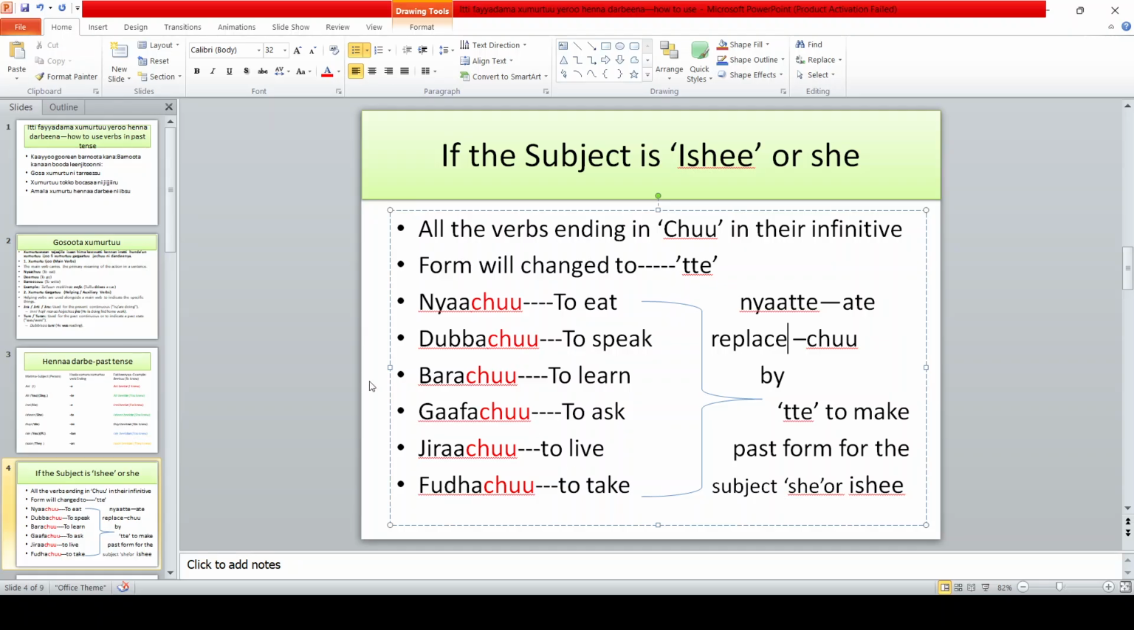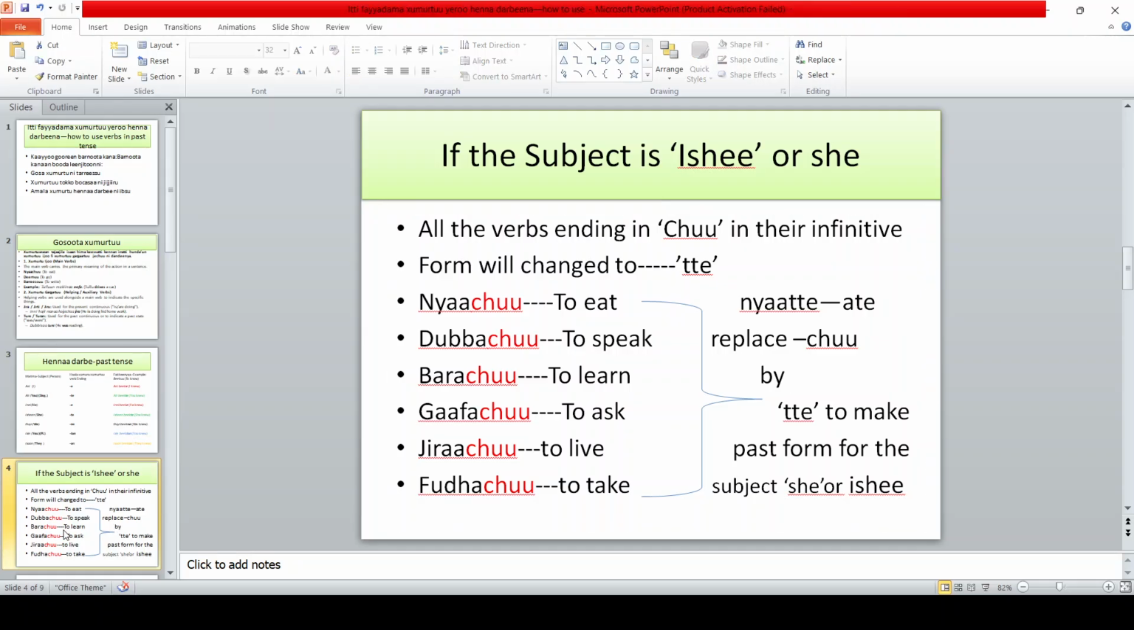So let's change this one now. How can this be changed? The chu in the red color, in these verbs, nyaachuu, dubbachuu, barachuu, gaafachuu, jiraachuu, fudhachuu, the ones that end in chuu, what are they changed into? They are changed into te. So you can easily make it from present or from infinitive to the past form simply by changing the chu into te. For what subject? For the she subject, it means.